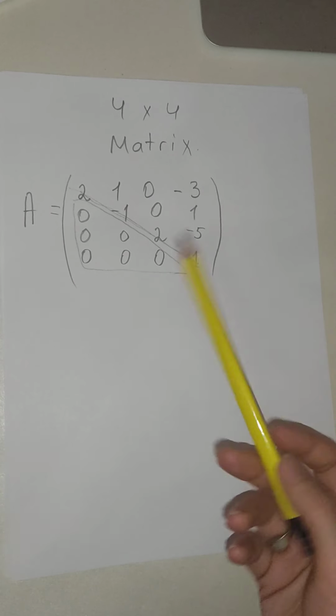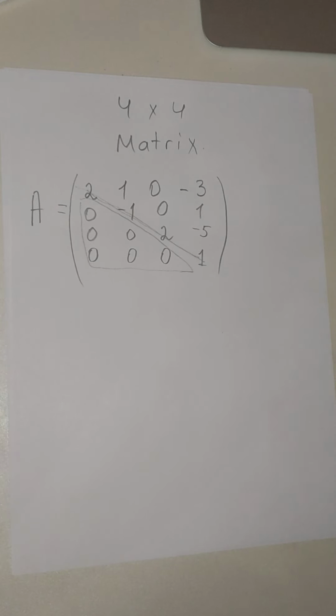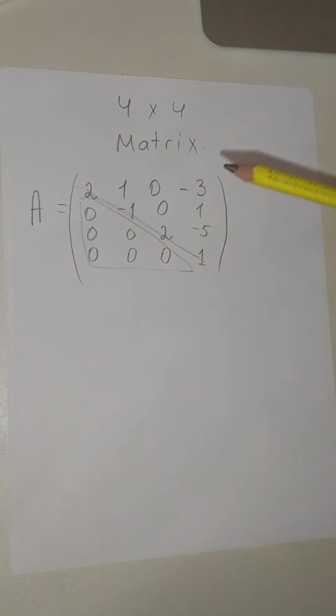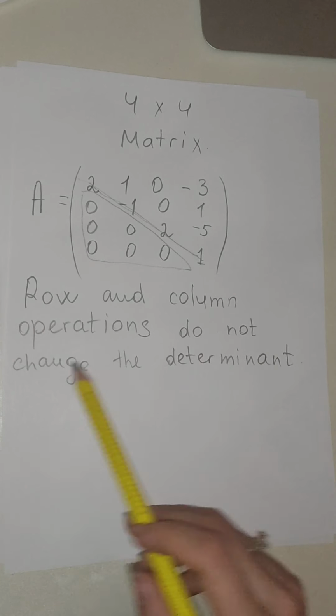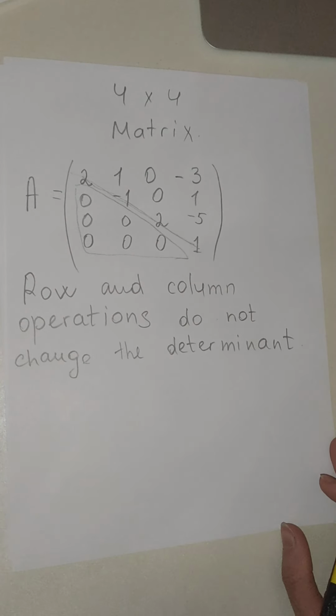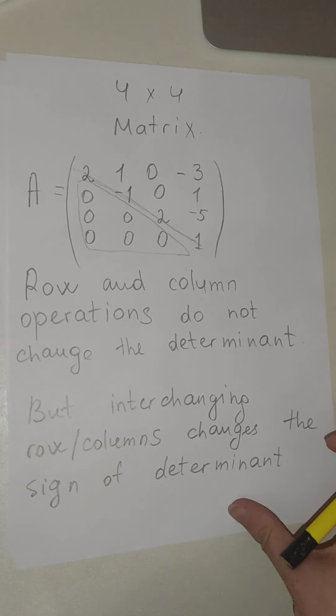In order to get such a type of matrix, we can do some operations on columns and rows. For example, we can interchange the rows and columns, or we can add rows and columns. Adding rows and columns doesn't change the determinant. But interchanging rows and columns changes the sign of the determinant. Let's see the example.